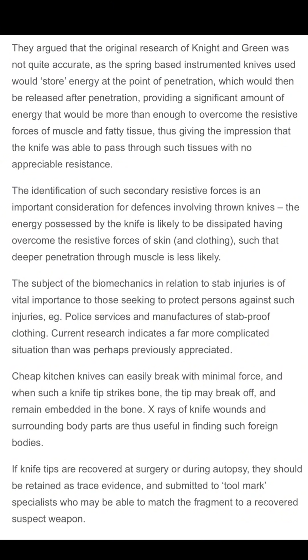And then this is just more of that, talking about the research on different angle and then energy of penetration. And they're talking about cheap kitchen knives can easily break with minimal force, and when such a knife tip strikes the bone, the tip may break off, remain embedded in the bone. So x-rays of knife wounds and surrounding body parts are helpful in finding foreign bodies.